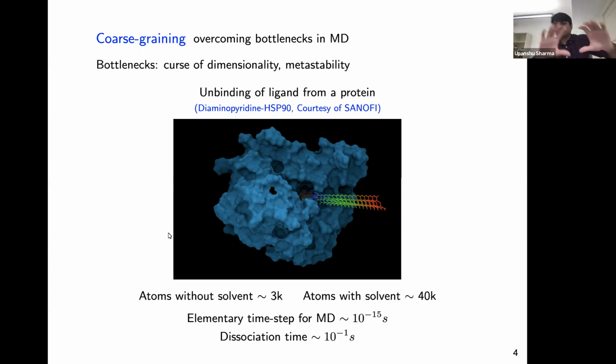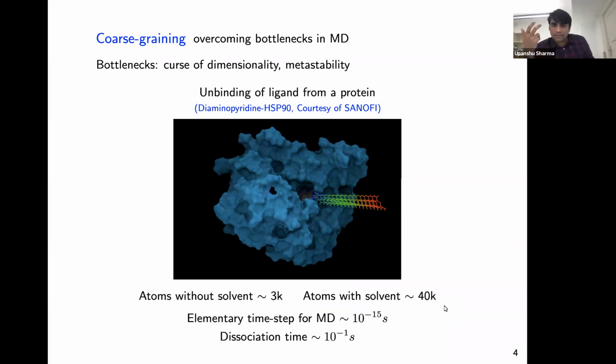here is a simple, typical MD simulation where you are interested in how a ligand binds or unbinds from a protein. If you look at the number of atoms only in vacuum, then you have about 3,000 atoms. So that's about 3,000 dimensions. But if you simulate this setup in solvent, which is typically what happens, because these are the kind of questions you look at in drug delivery, then you have 40,000 atoms in an MD simulation. So that's an extremely large system.